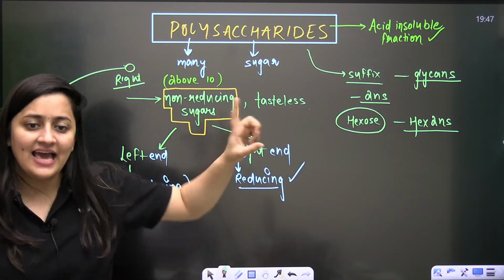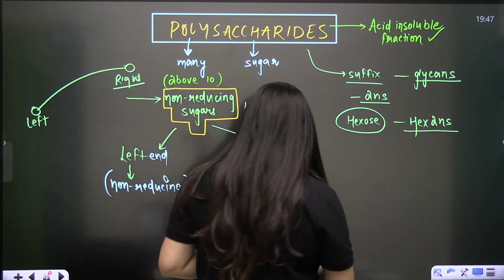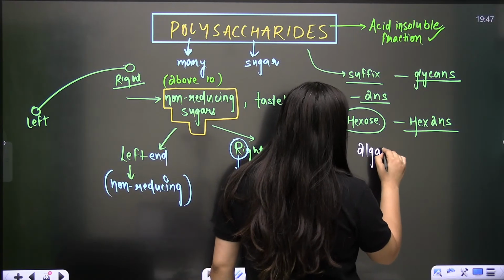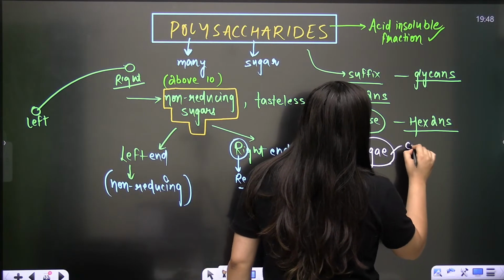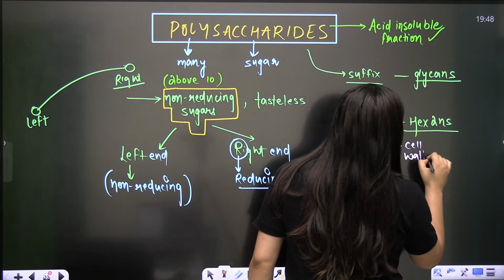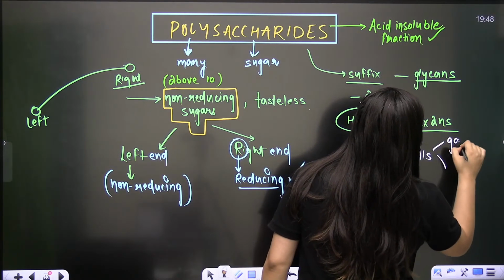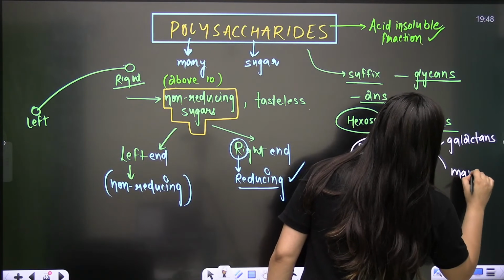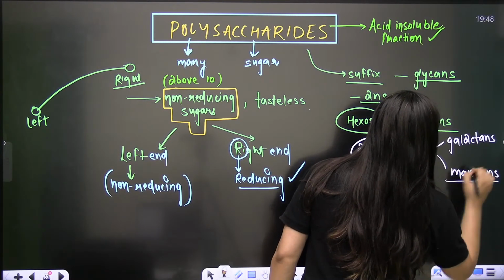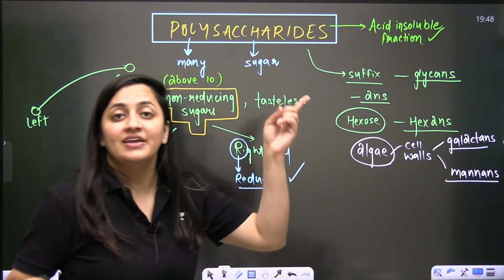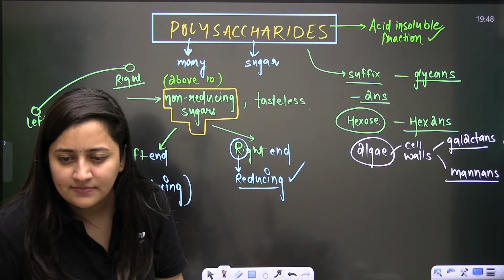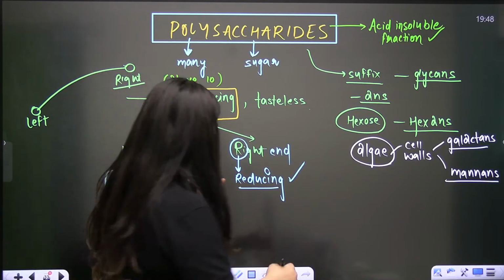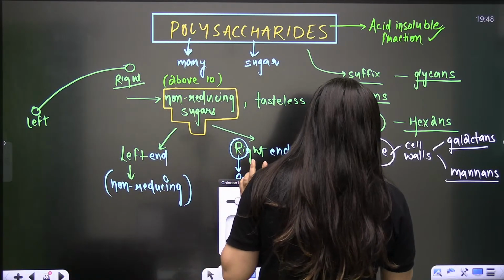I'll relate it with the cell chapter. In the cell chapter, when you talk about the algae, do you remember, in the case of algae cell wall, it is having galactans and mannans. Anyone in the class? Remember, algae is having galactans and mannans. It is not the bacterial cell wall, it is in the algae.